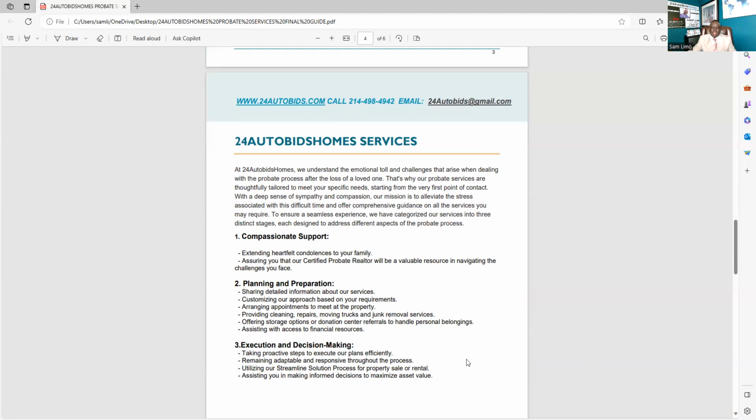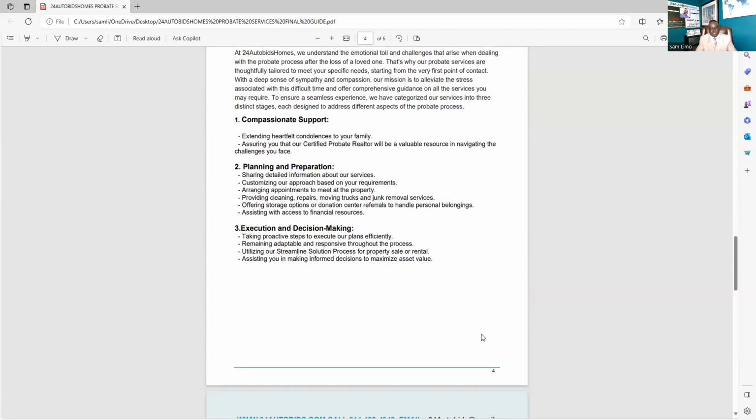Our second contact is basically planning and preparation. This is when we visit the property if you're planning to sell a property. We're going to discuss, are you planning to rent it, keep it, or are you planning to sell it? If you're planning to sell it, that's when we kick in and start what I call my streamlined solution process, which basically helps you to market your asset to maximize its value. So there are other things that we're going to handle here.